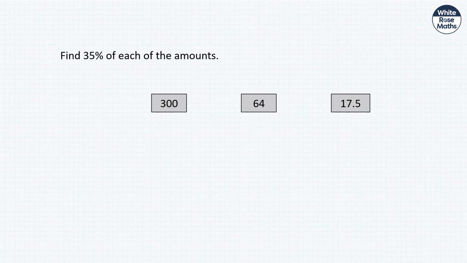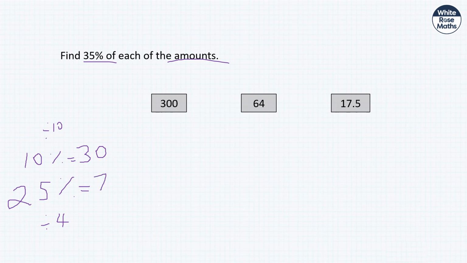Okay, find 35% of each of the amounts. So slightly trickier. So I'm going to start by working out what 10% is. I'm then going to work out what 25% is, and then I'm going to add my answers together. So 10% of any quantity, I divide it by 10, and 25% of any quantity, I divide it by 4. So first of all, 300. 300 divided by 10 is going to be 30, and 300 divided by 4 is going to equal 75. Adding your answers together, I get the answer of 105.